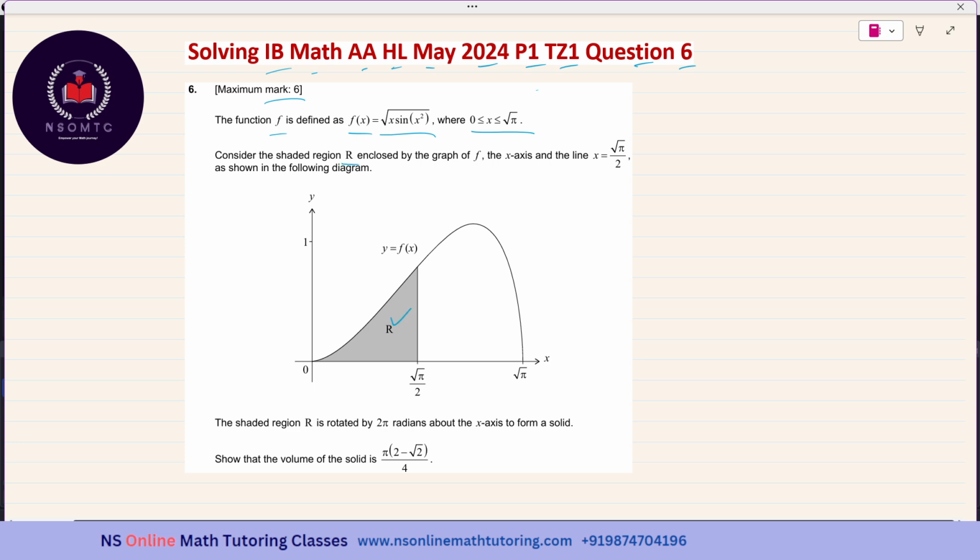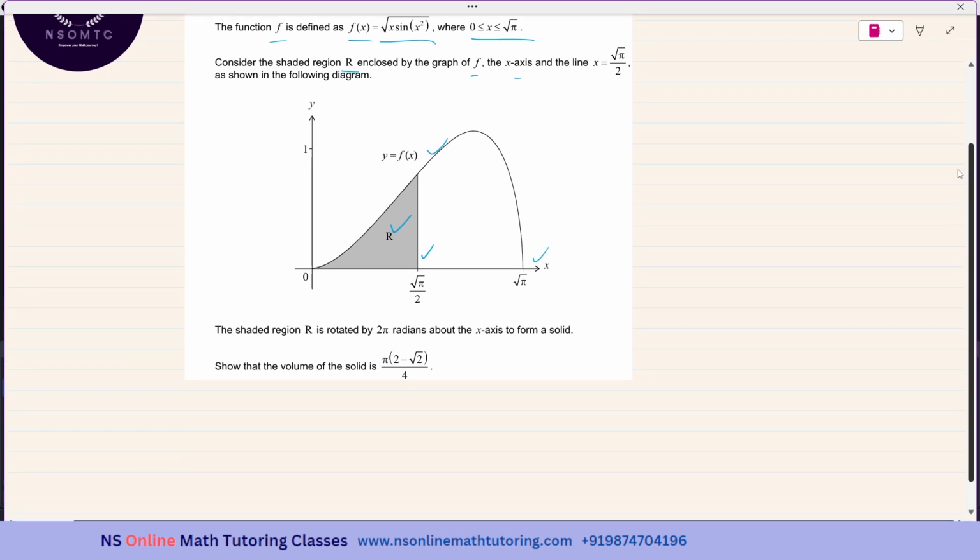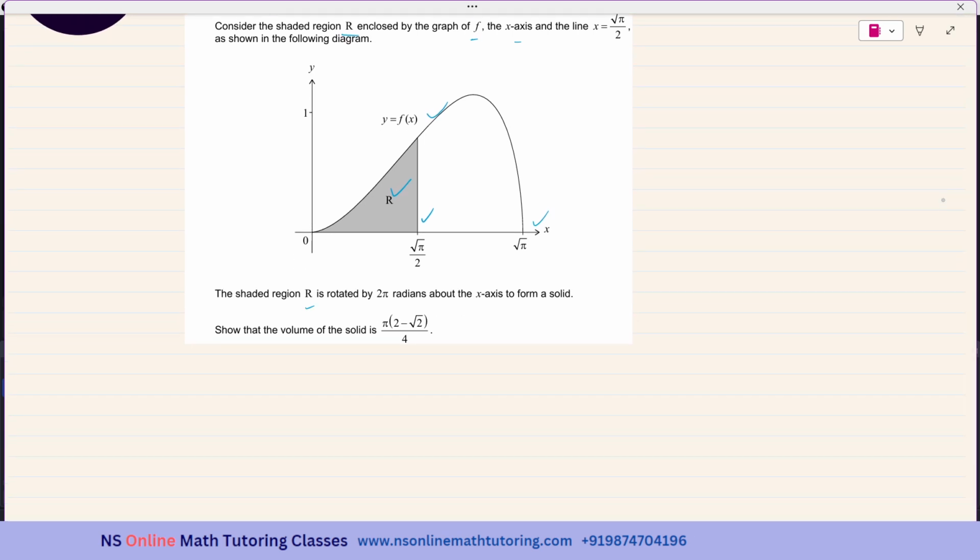This is the shaded region enclosed by the graph of f. This is the graph of f of x, the x-axis and the line x equal to root pi over 2, as shown in the following diagram. The shaded region R is rotated by 2 pi radians about the x-axis to form a solid. Show that the volume of the solid is pi times 2 minus root 2 whole divided by 4.